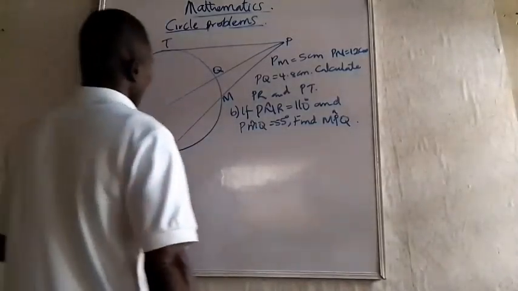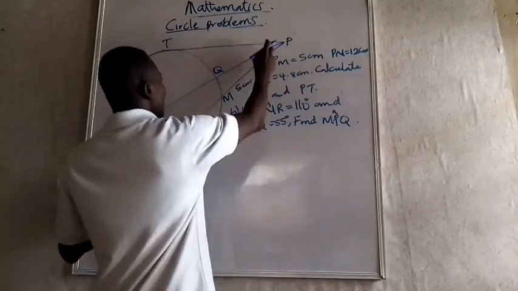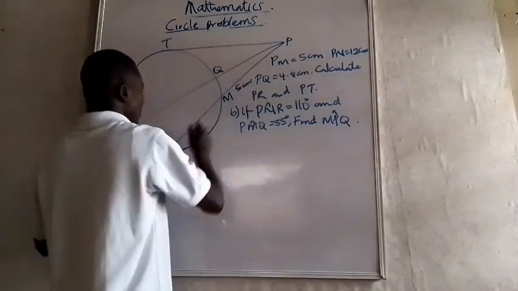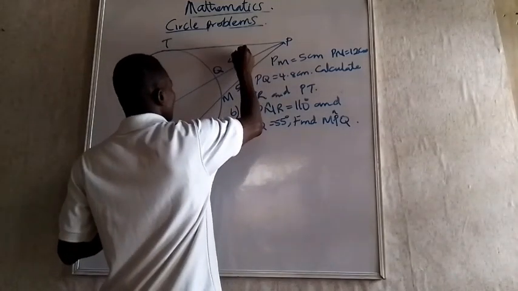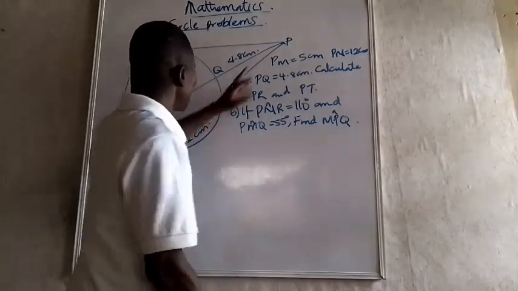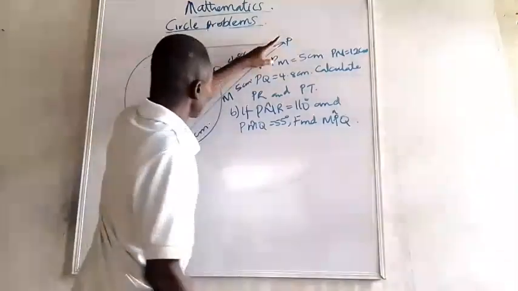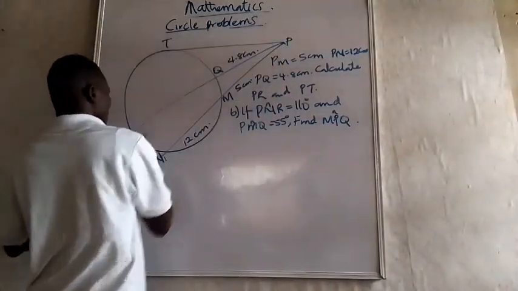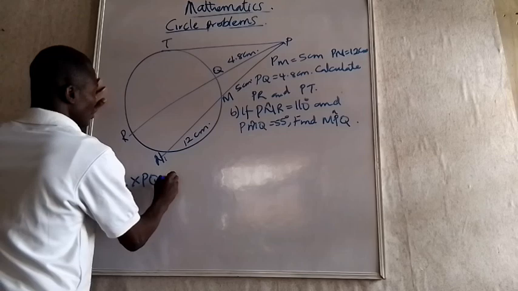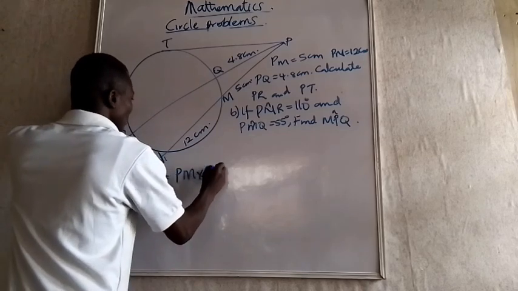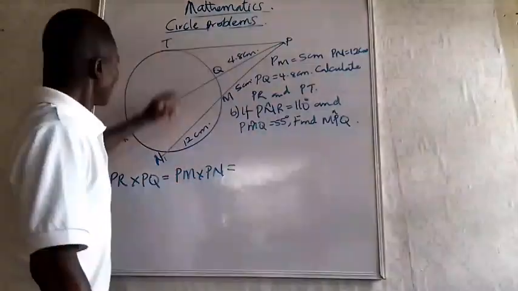Now look at this. We are told that PN is 5 centimeter, and PM, from this place to this place, is 12 centimeter. PQ is 4.8 centimeter. We are now to calculate PR and PT. And you know we have discovered that the product of this place and this place is equal to the product of this place and this place. So let's go on. So we can easily do that by saying PR times PQ is equal to PM times PN. And at the same time, since the tangent is generating from this same point, it is going to be PT squared.